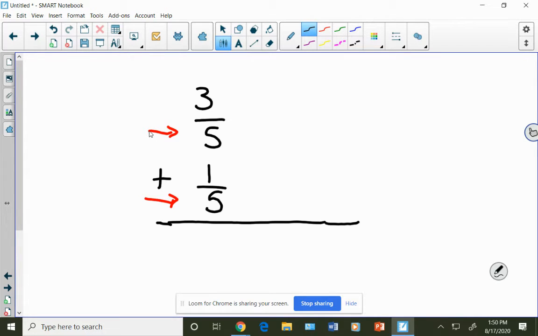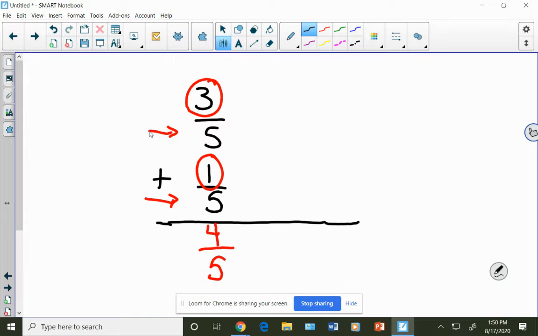So, in other words, if they're the same, then your answer is going to be the same as far as your denominator. Then all you do is add your numerators, 3 and 1, and your answer to this adding fraction problem is 4/5. 3/5 plus 1/5 is 4/5.